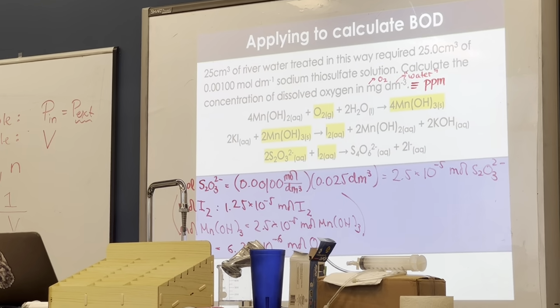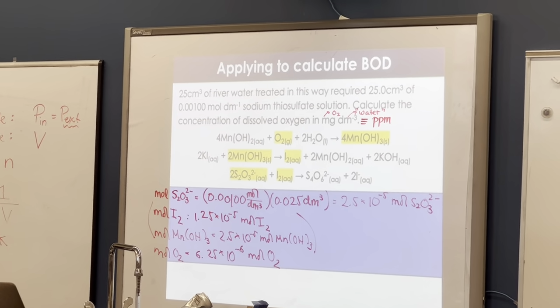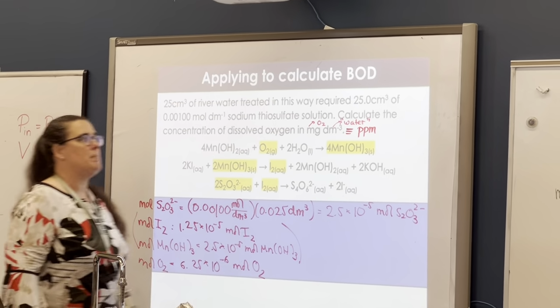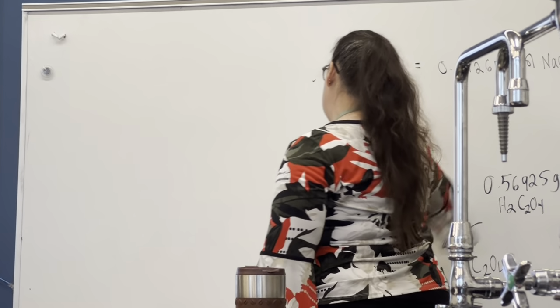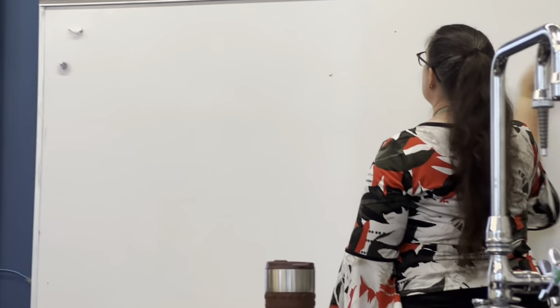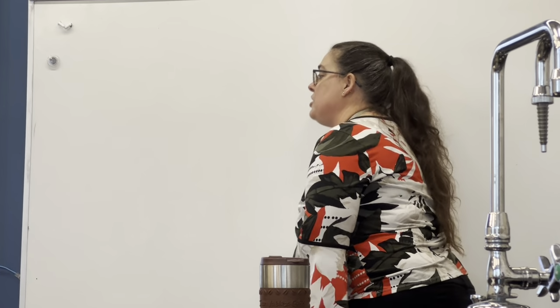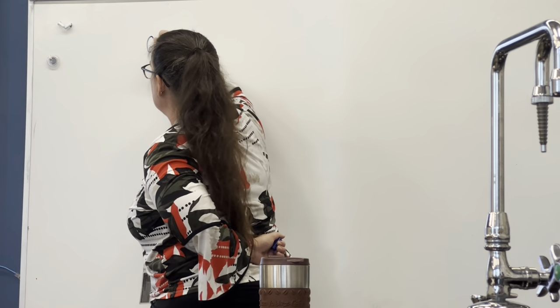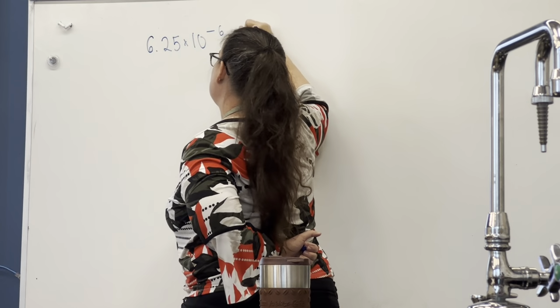So now that we know how many moles of oxygen there are, we're trying to get it into these goofy parts per million numbers. To get it into the parts per million numbers, I've got to take the moles of oxygen and convert it to milligrams of oxygen. And I've got to divide it by the total volume of the solution. What is the volume of water that these 6.25 moles of oxygen are in?